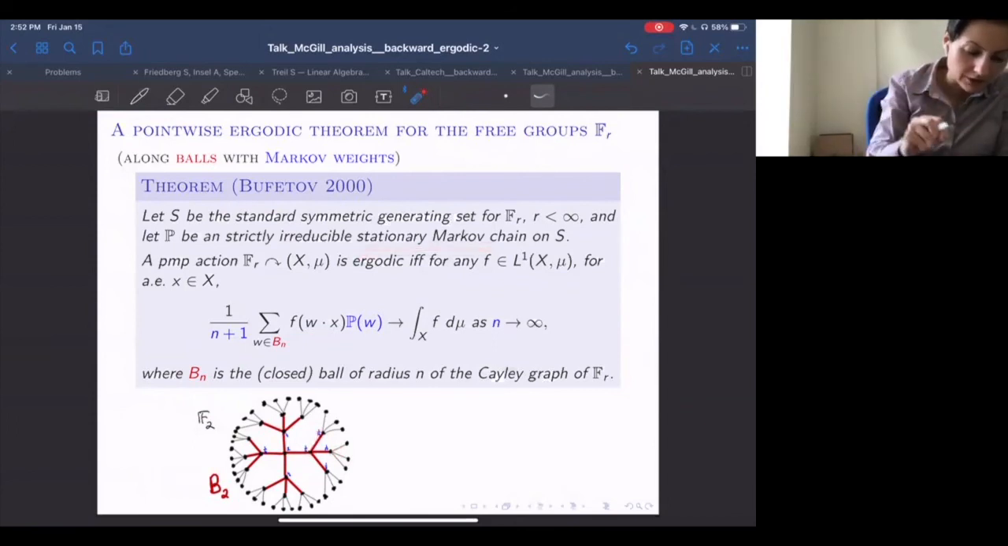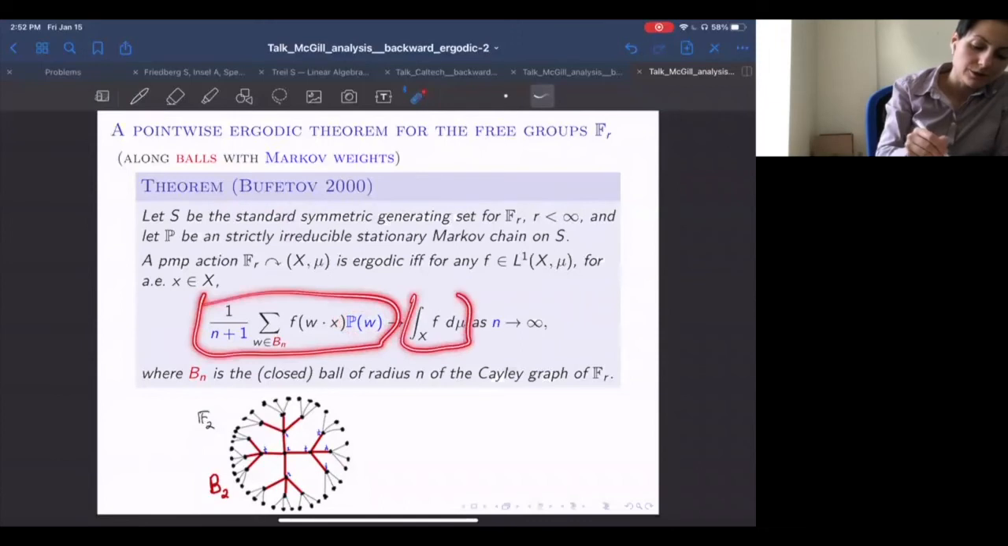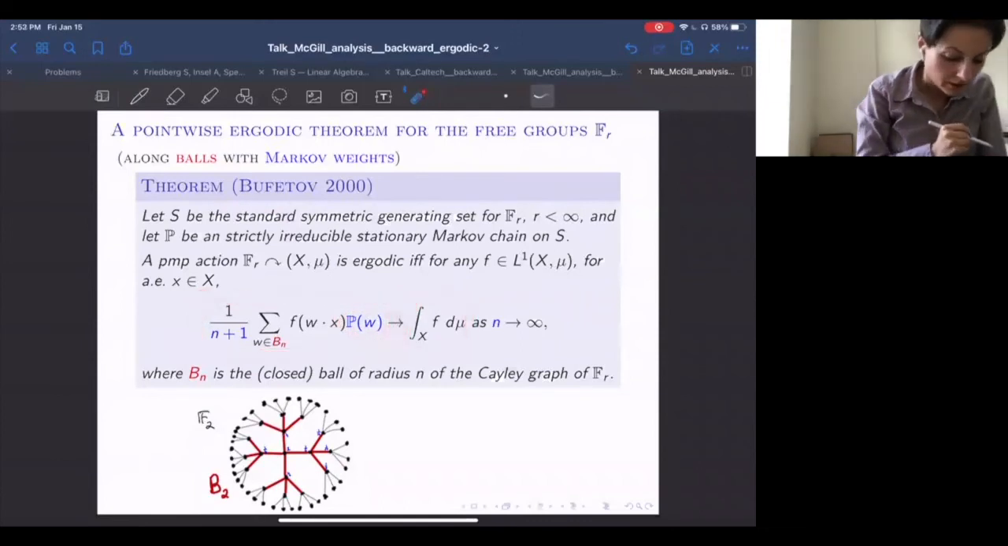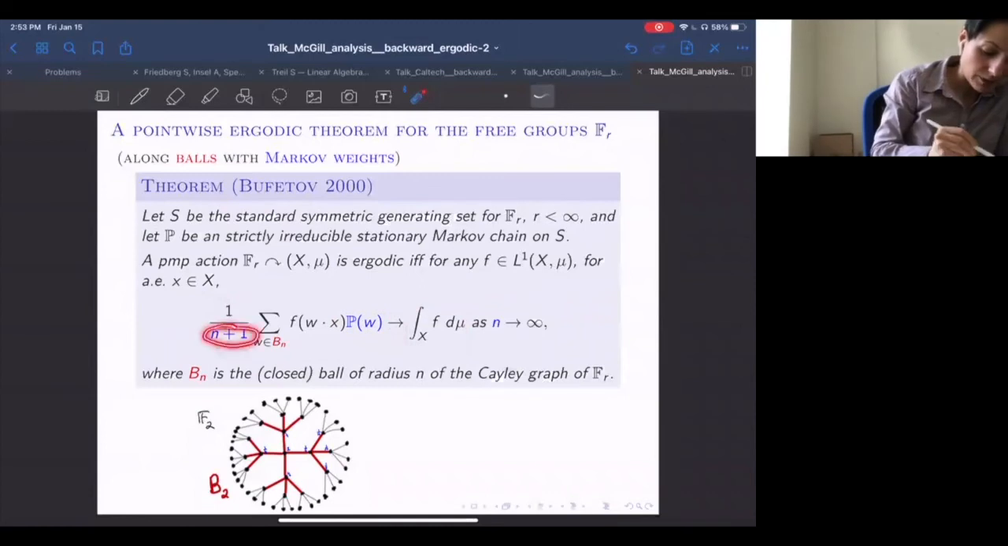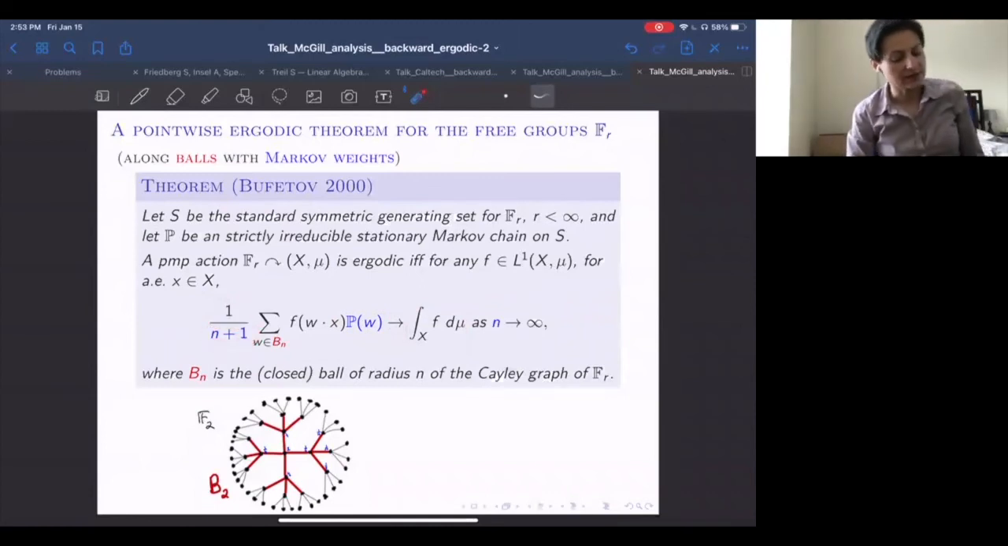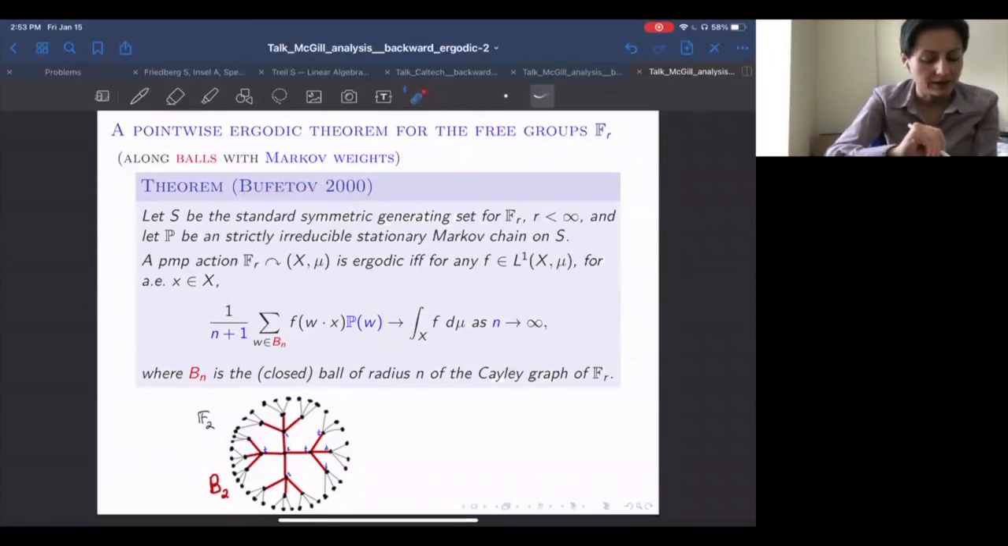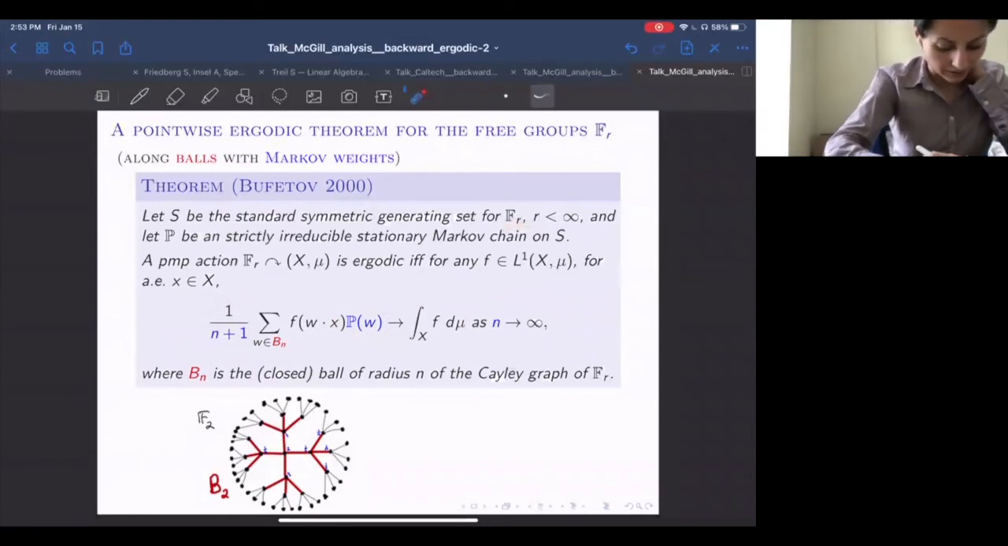It's stationary so that the shift action is invariant, and there are other assumptions. So you take the average of the function along the balls in the Cayley graph of the free group, weighted by the Markov chain, and these weighted averages still converge to the expectation of f. Okay, and so the weight of a ball of radius n is n plus 1. Okay, so this was sort of the best result before, and in fact, Bufetov's result is a bit more general. It is proven not just for the free group, but a free semigroup. So your transformations don't have to be invertible.